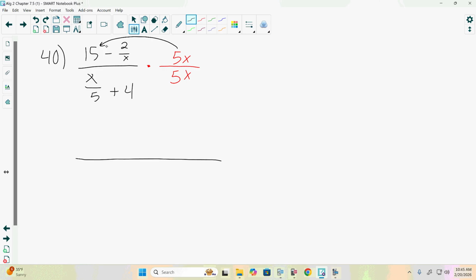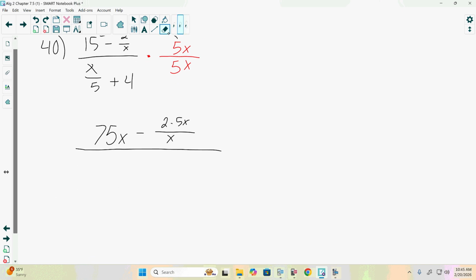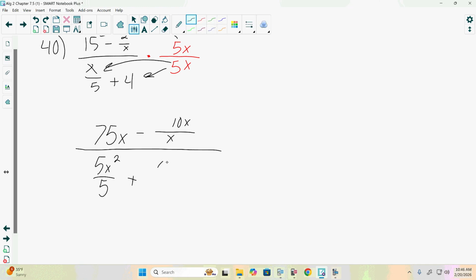5x times 15. 5 times 15 is going to be 75, and we have our x. Minus, and then we'd have 2 times 5x over x. And we could multiply that 2 and 5, which would give us 10x. On bottom, 5x times x is going to be 5x squared over 5 plus 5x times 4, 20x.